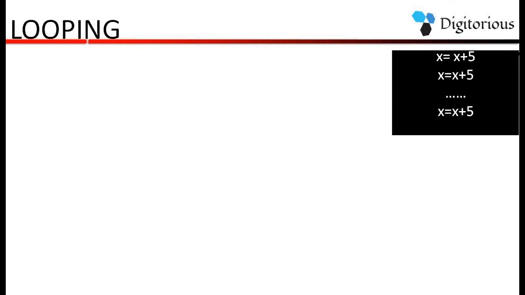For instance, you need to execute a set of statement, say x = x + 5, and you need to execute this statement, say, 10 times down the row. One way of approaching this problem is that you can write the statement x = x + 5 10 times in a row in your program. But this is not an efficient way of approaching this problem. Why? Firstly, because this is going to consume a lot of space.